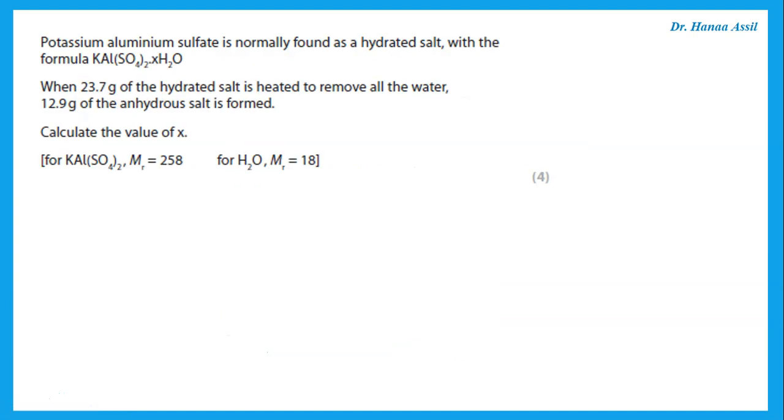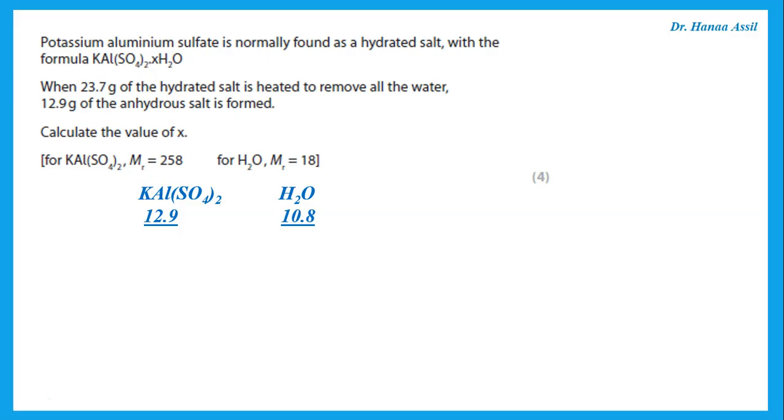Okay, this question says potassium aluminium sulfate is normally found as a hydrated salt, and we don't know how much water. When 23.7 grams of the hydrated salt is heated to remove all the water, we're left with 12.9 grams of the anhydrous salt. We want to calculate X. So if we're starting with a total of 23.7, 12.9 is the salt, it's alone without the water. So how much is the water? The water is the rest. So the water is 23.7 minus 12.9, that comes to 10.8.